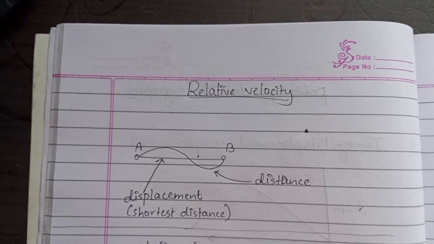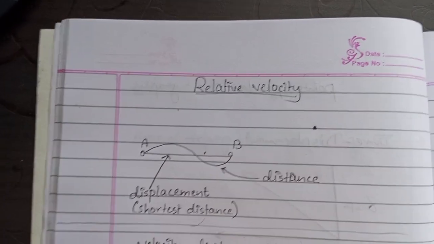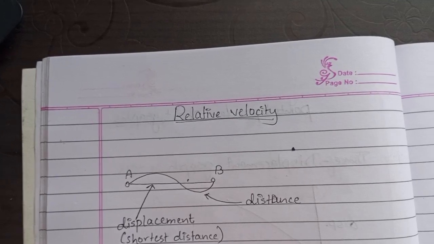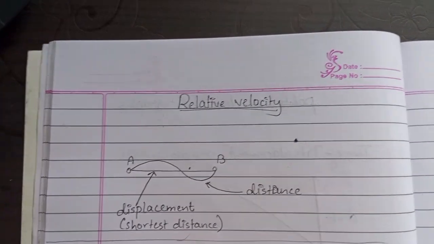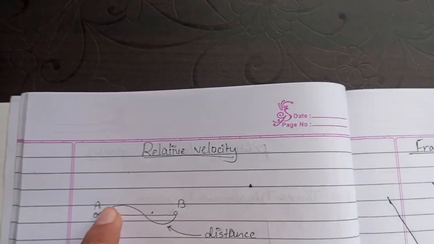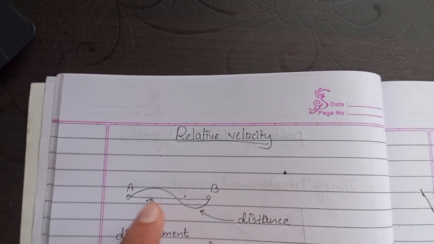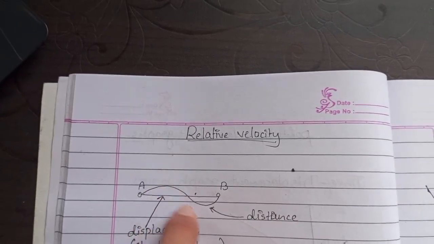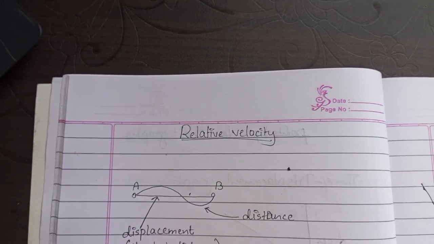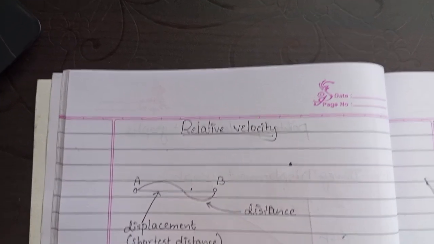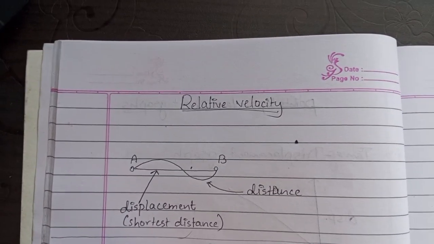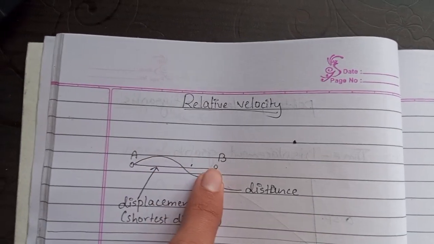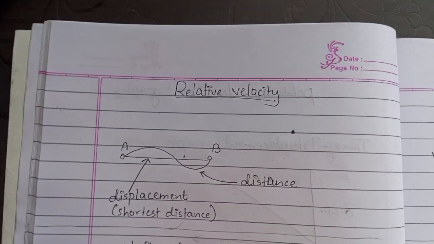Now, let's first start off by understanding distance. Distance is the length of the path traversed by a body to move from one point to another. For example, you want to move from this point to this point. There can be only two paths that you can use. So this path as well as this path can be termed as distance. Now, what is displacement? Displacement is the shortest distance between two points. So this path is termed as displacement.